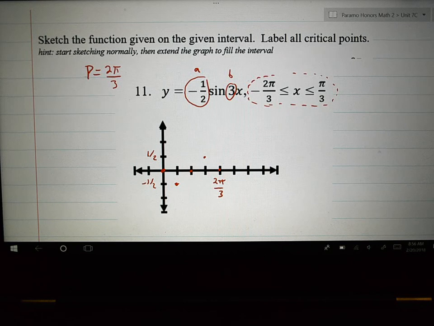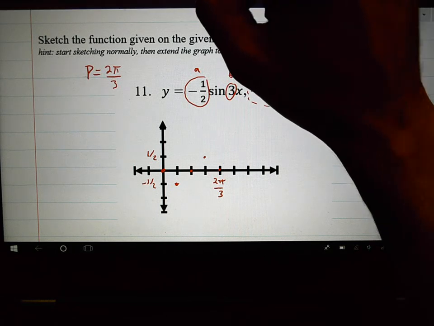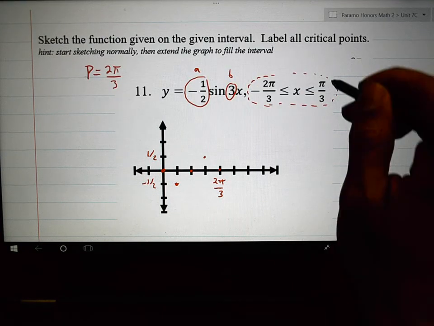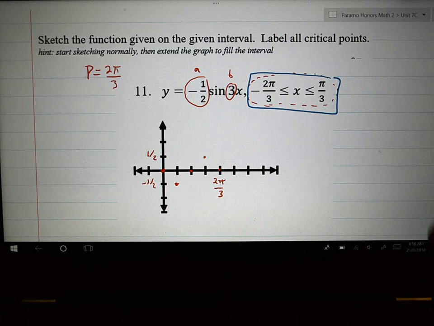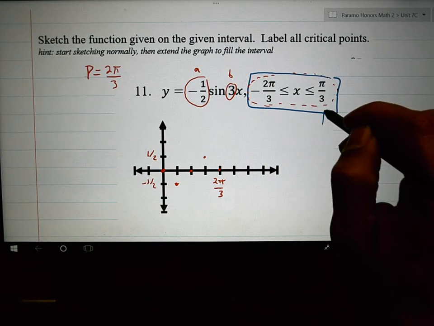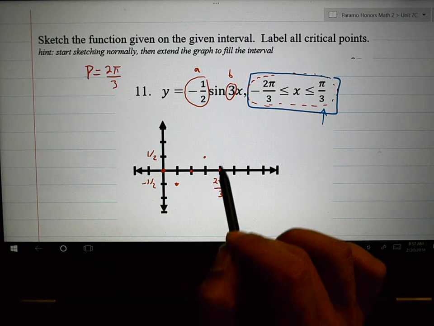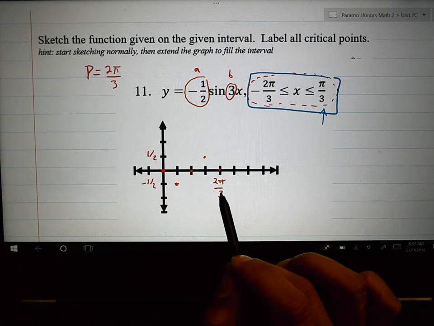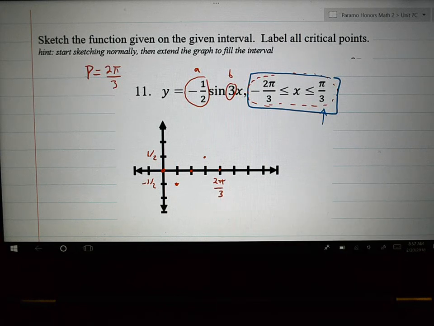Now, I am going to start doing this interval thing before I even graph anything. I'm going to switch over to blue real quick. This is what I have to graph. I have to graph from negative 2 pi over 3 to pi over 3. What does that mean? That means I need to have those x values graphed. Okay, this is 2 pi over 3. Where is pi over 3 at? If this is 2 pi over 3, where is pi over 3? What's half of 2 pi over 3? Do you know? If you know, tell the person you're sitting next to.